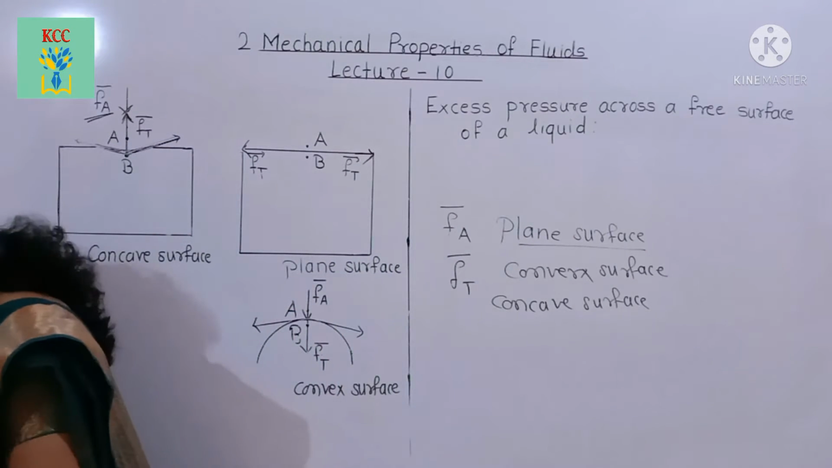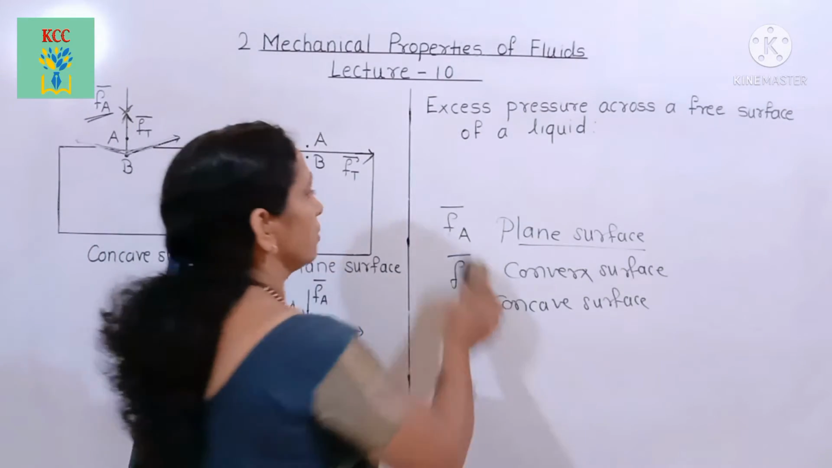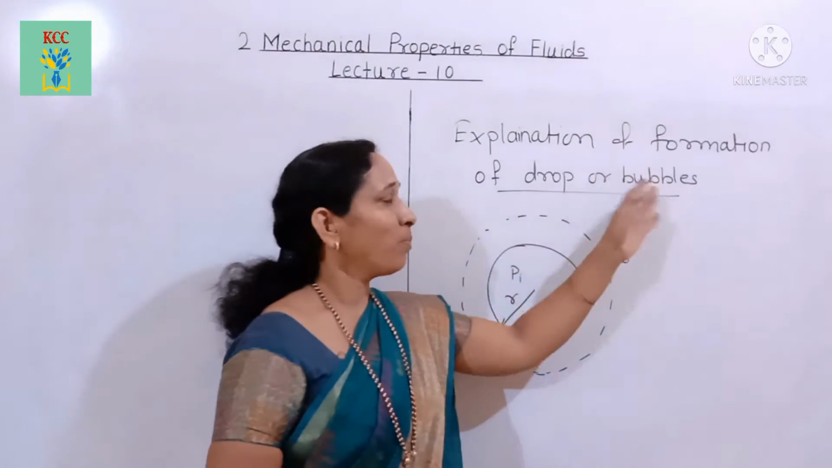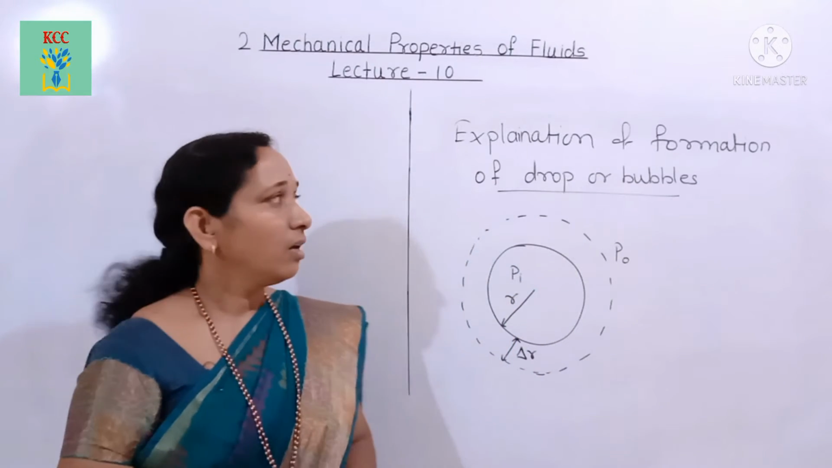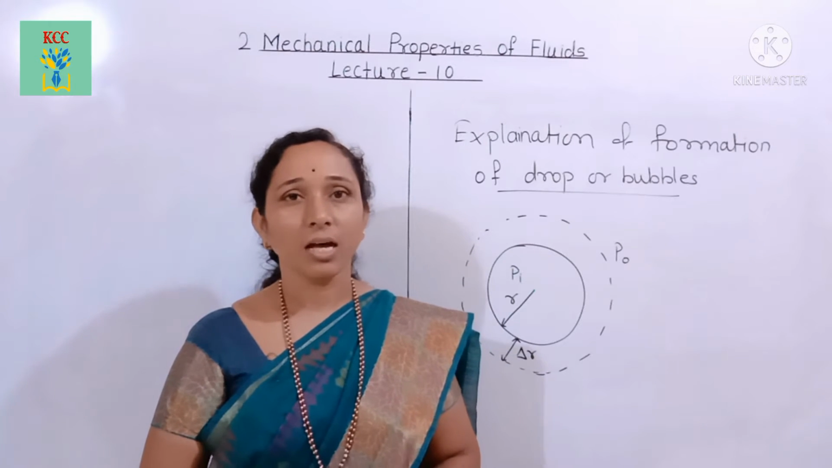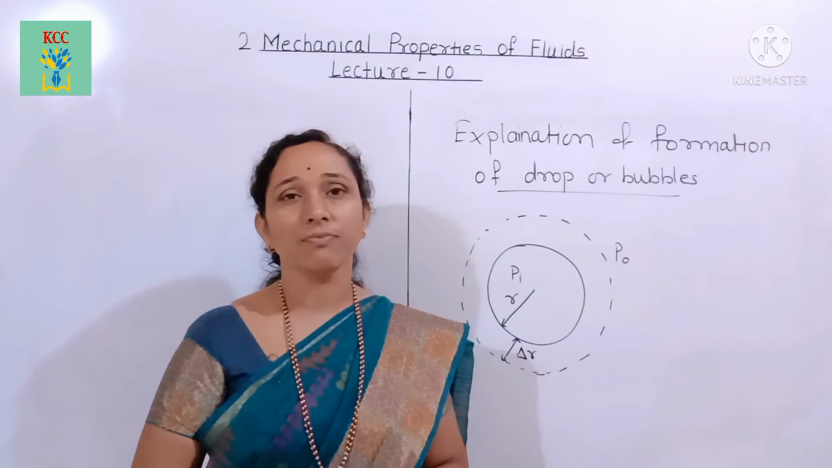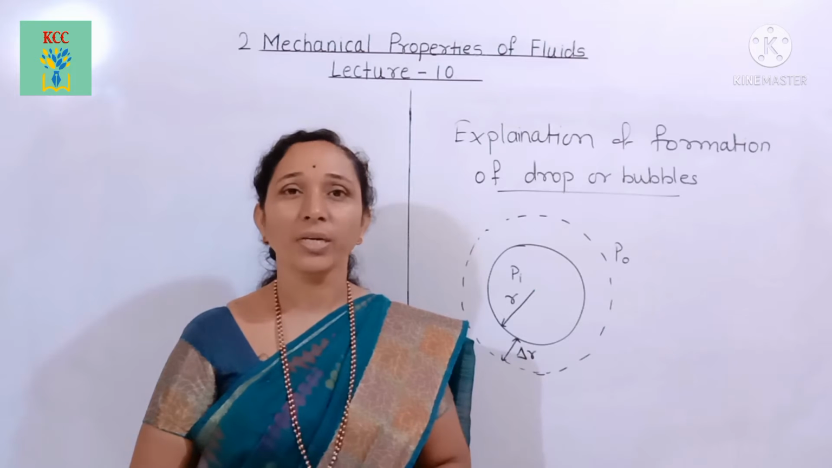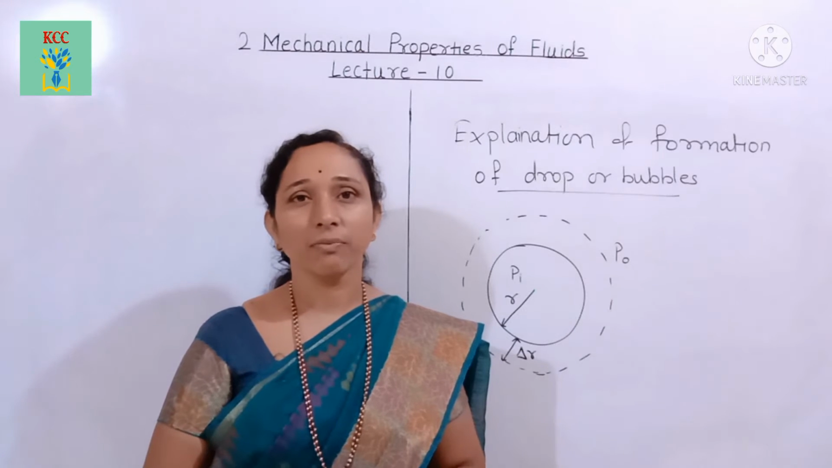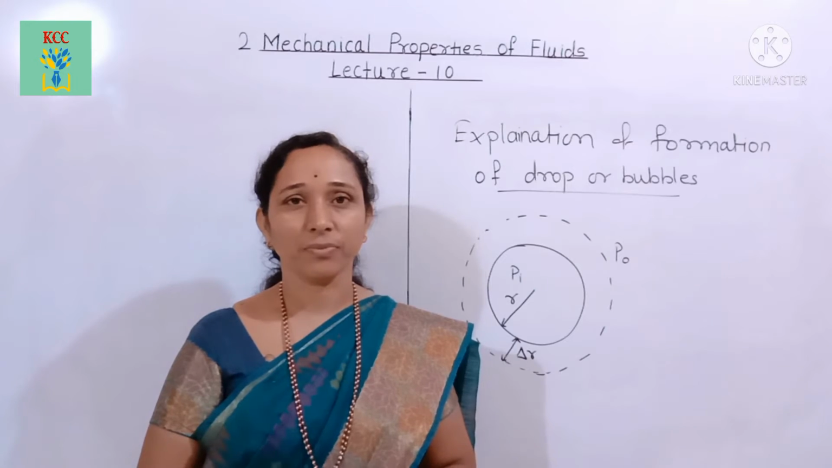Now we see the explanation of formation of drops or bubbles. Liquid drops or bubbles are spherical in shape. This is due to the surface tension acting on the drop. The forces due to the surface tension acting on the drop dominate the gravitational force, and the forces due to the surface tension always try to acquire the minimum surface area.